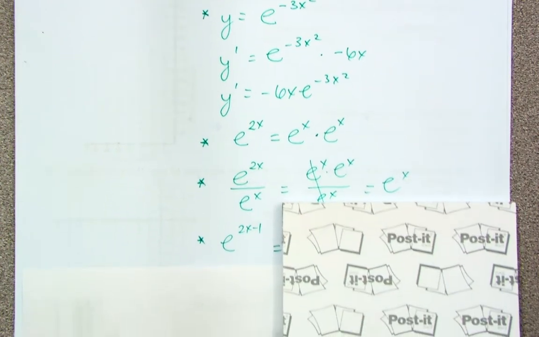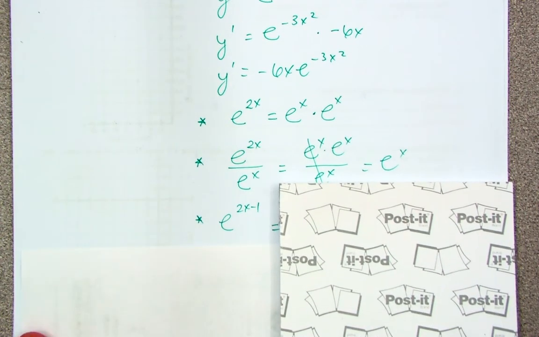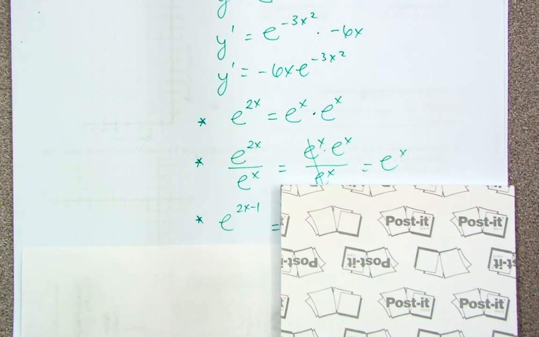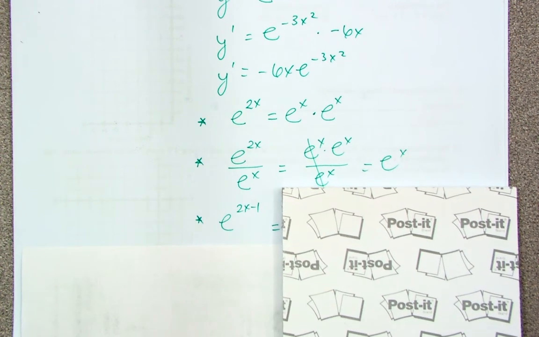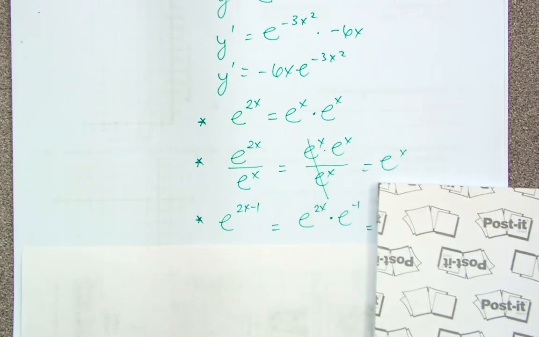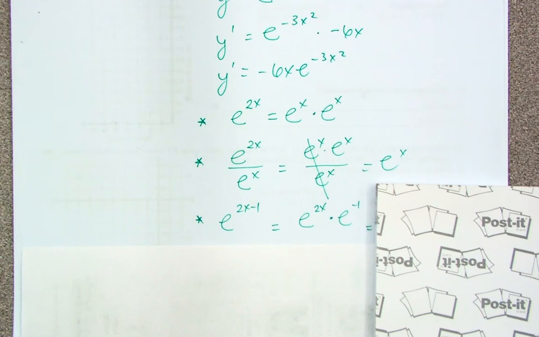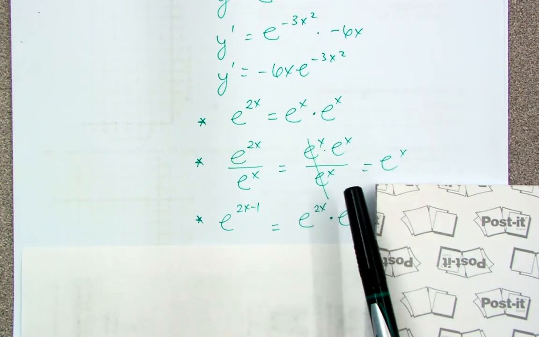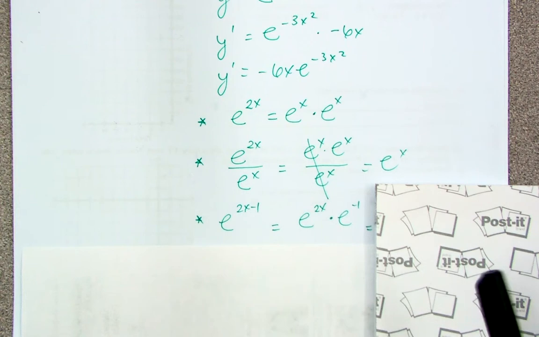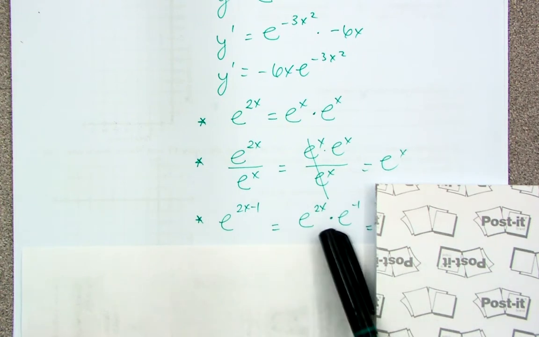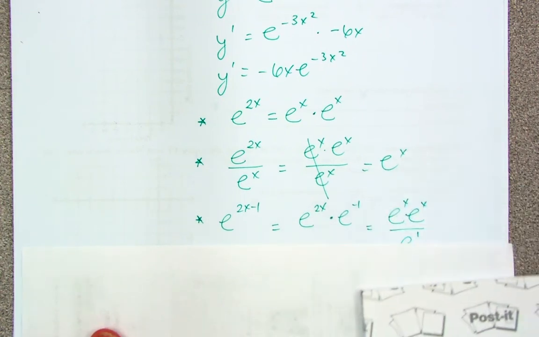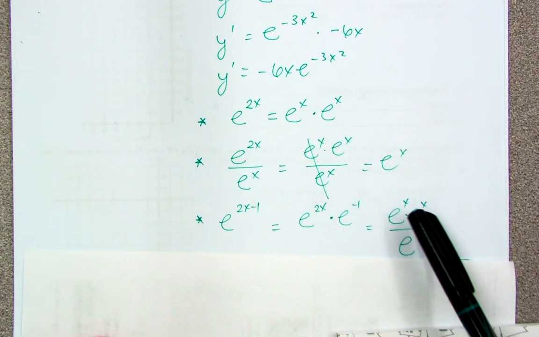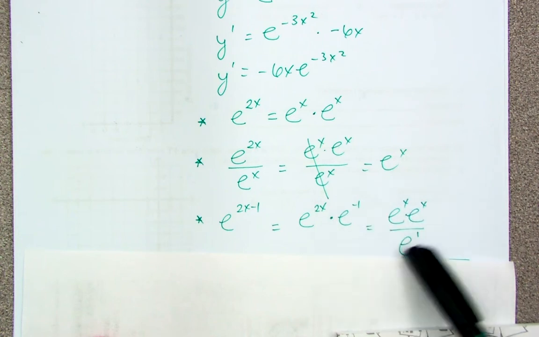Let's look at something like e to the 2x minus 1. How could I expand that? Well, e to the 2x times e to the negative 1, because when the bases are the same and it's multiplication, you add up their exponents, right? Doesn't this equal this? Now let's expand this one. That is like e to the x times e to the x over e to the first power.